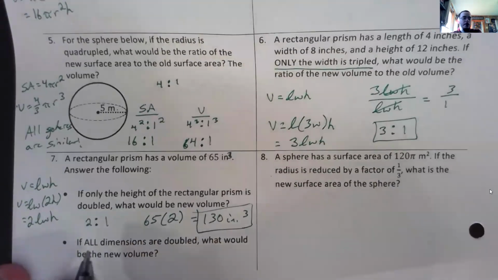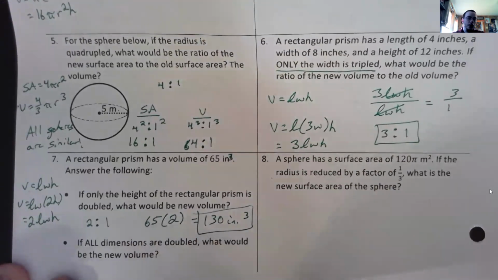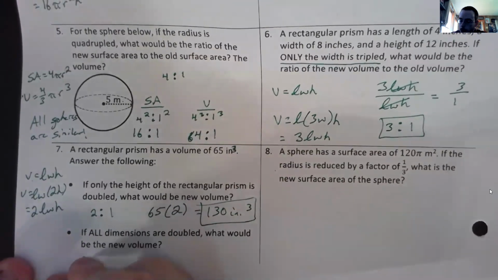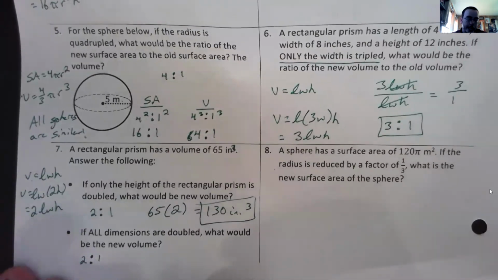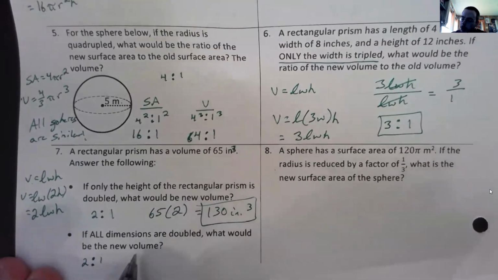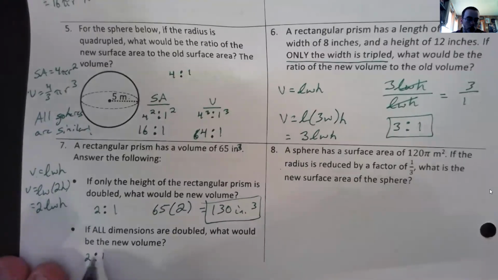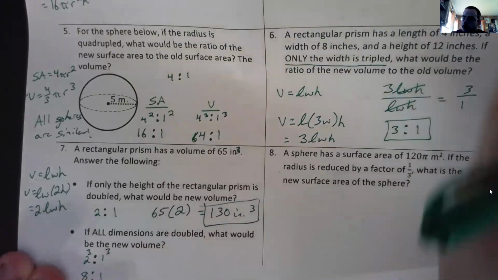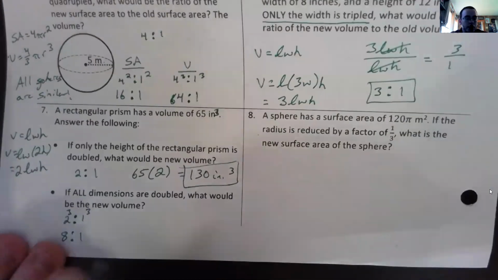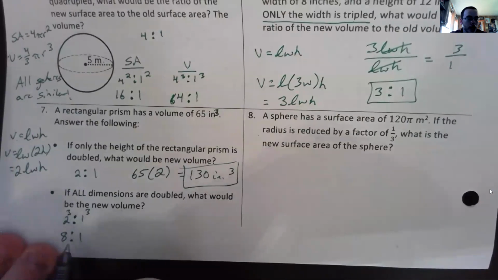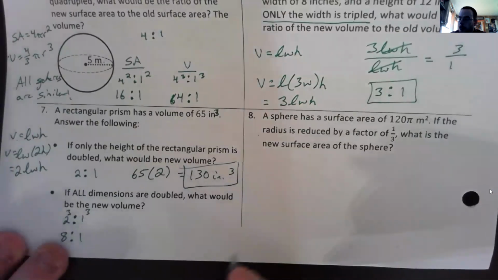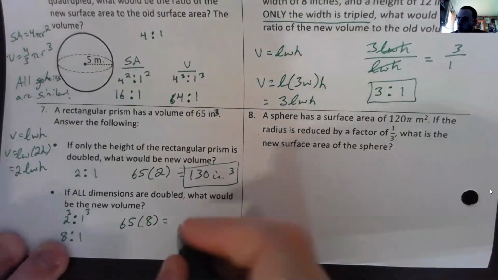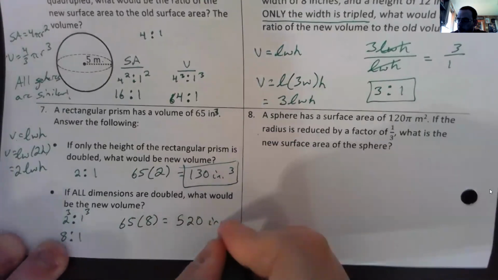Then the last one asks, if all dimensions are doubled, what would be the new volume? So this time, all dimensions are doubled. We start out with the ratio for the scale factor, and we want to know the new volume. Well, we'll have to take 2 and 1 and cube them to get 8 to 1. So this means the volume of the new one must be 8 times as big as the volume of the old one. We take our old volume times 8, and when we do that, we get 520 inches cubed.